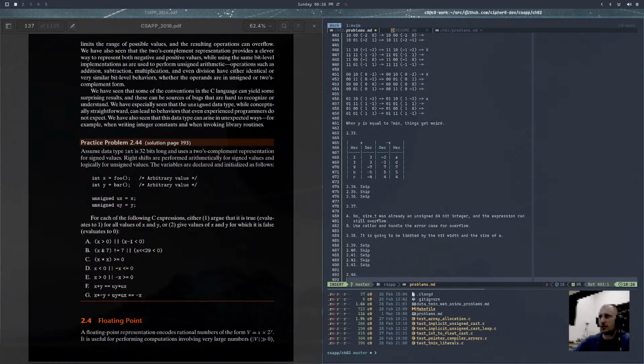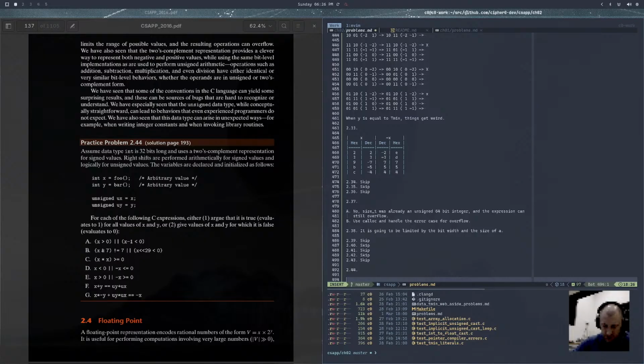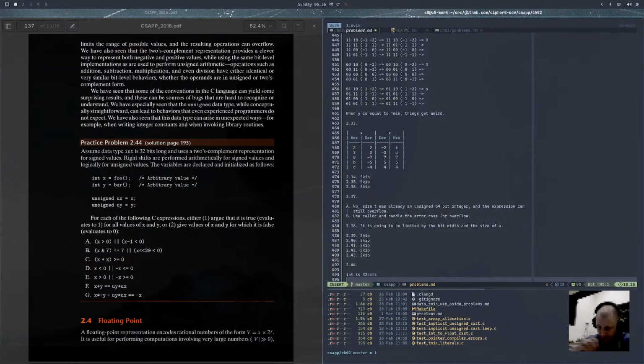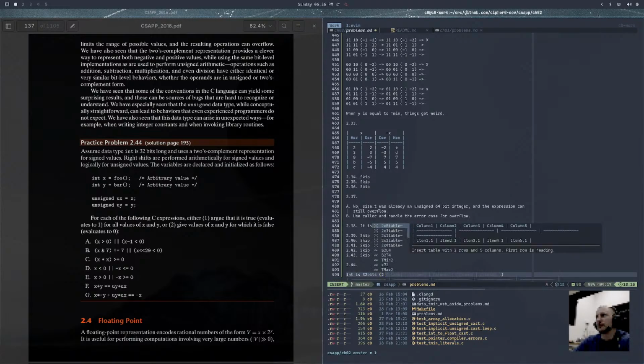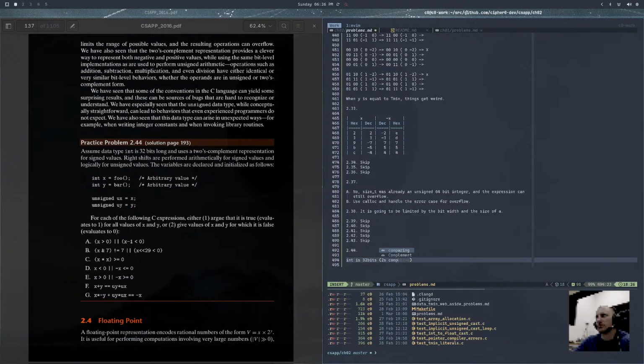2.44. So assume int is 32 bits long, and uses 2's complement representation. For signed values, right shifts are performed arithmetically for signed values and logically for unsigned values. The variables are declared and initialized as follows.